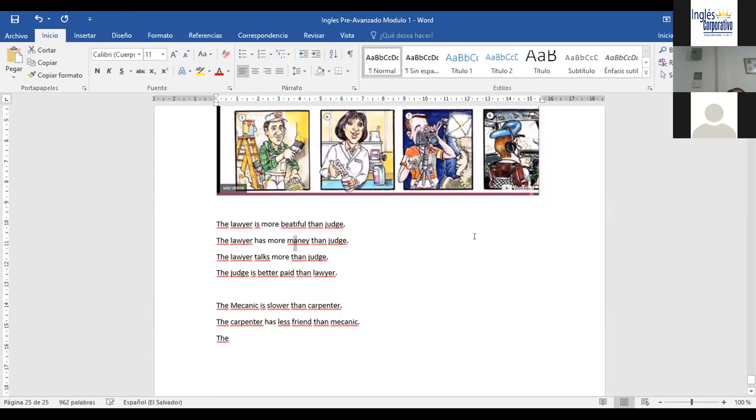Do you write money instead of money? More money. Yes, money. Okay. More than the judge. Okay. Take like this. Photographer, and actress.